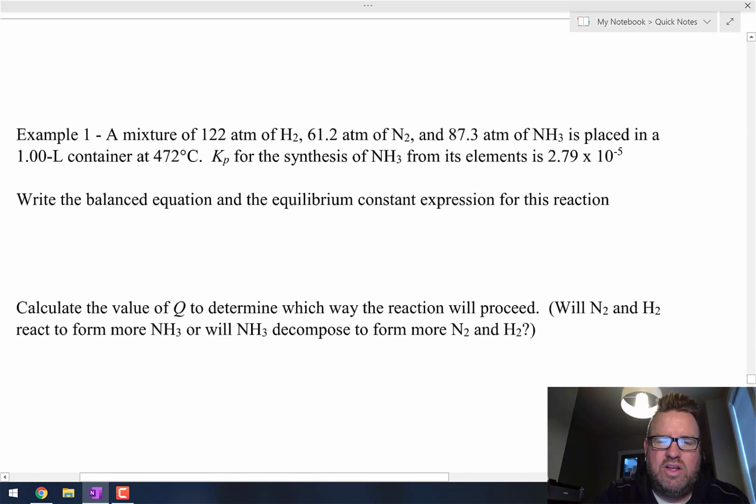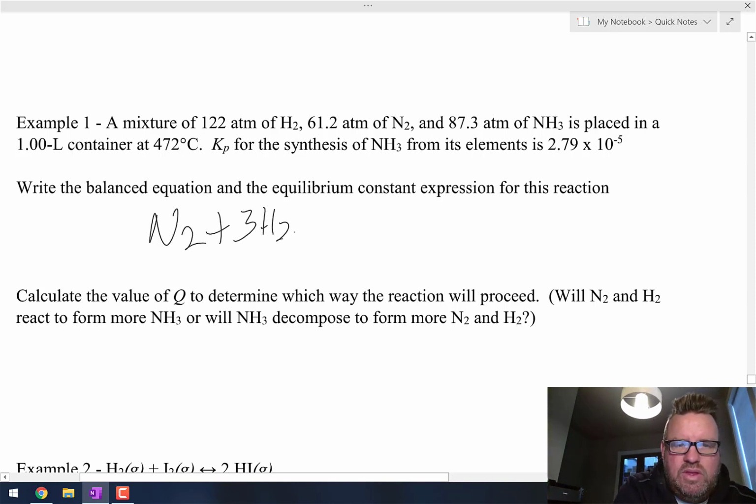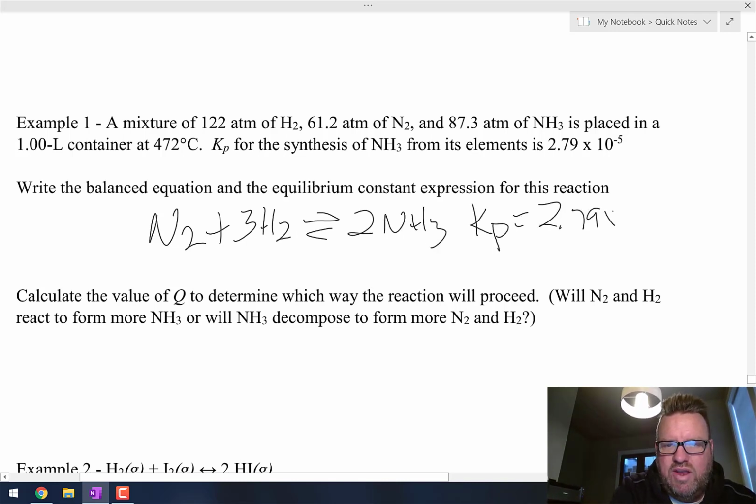Okay, let's take a look at this. Example 1 says a mixture of 122 atmospheres of hydrogen, 61.2 nitrogen, 87.3 ammonia is placed in a 1 liter container. Kp for the synthesis of NH3 from its elements is 2.79 times 10 to the minus fifth. So the equation, I just wrote it up there, is going to be in equilibrium with this. And they tell us the Kp value is 2.79 times 10 to the minus fifth. And then it says calculate the value of Q to determine which way the reaction will proceed.